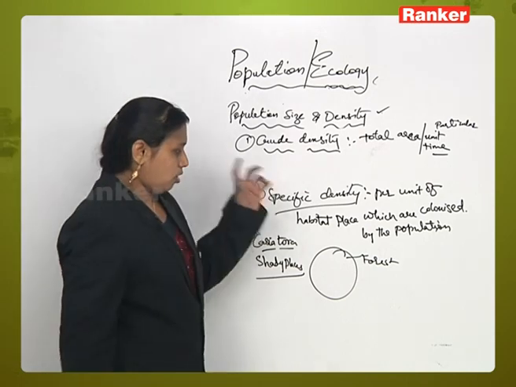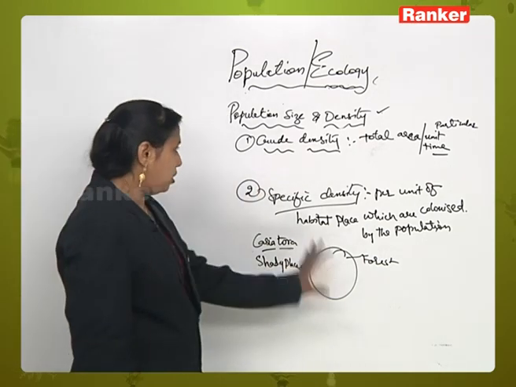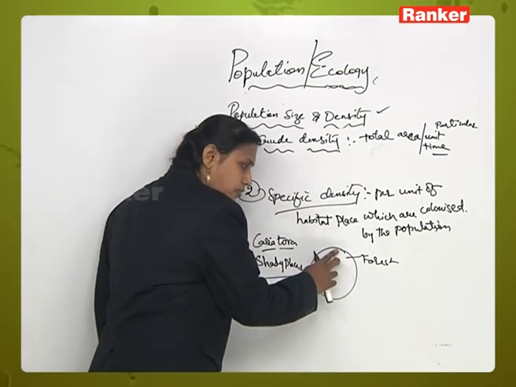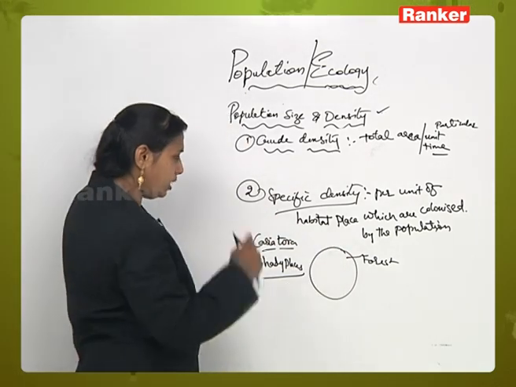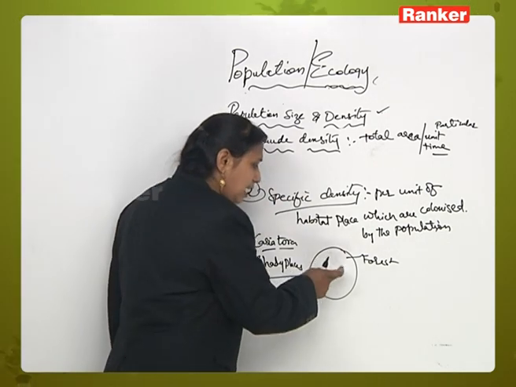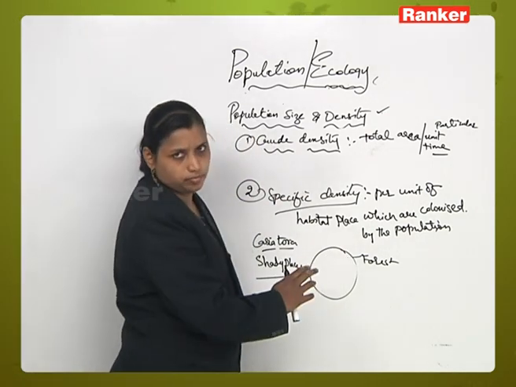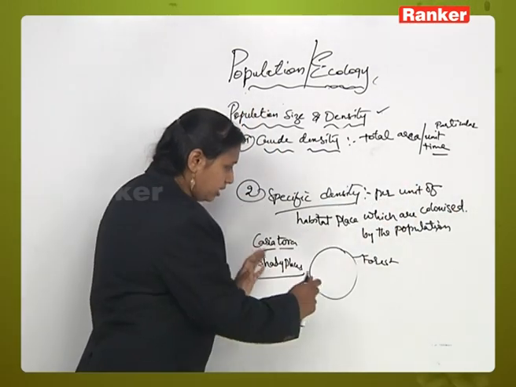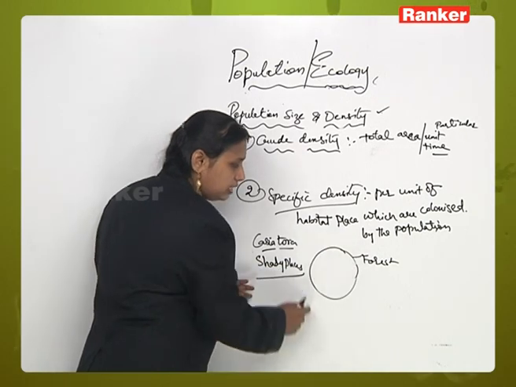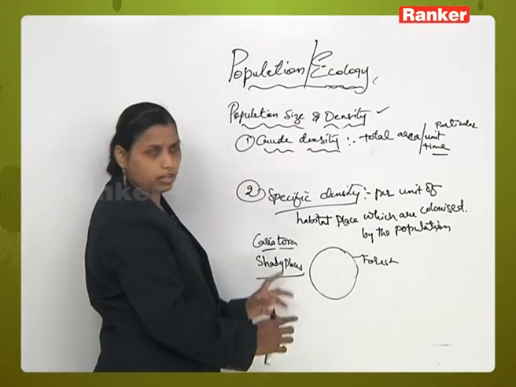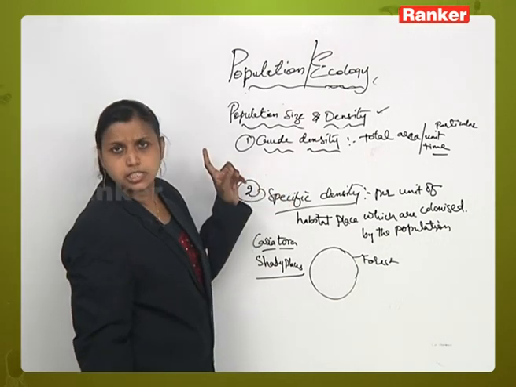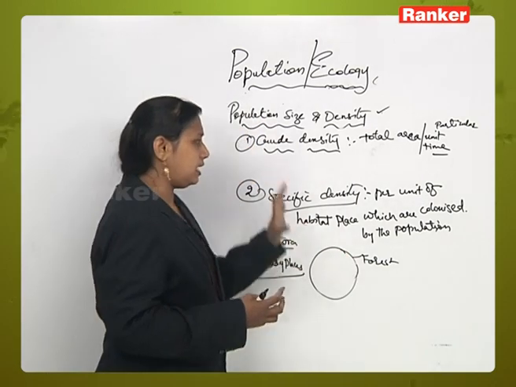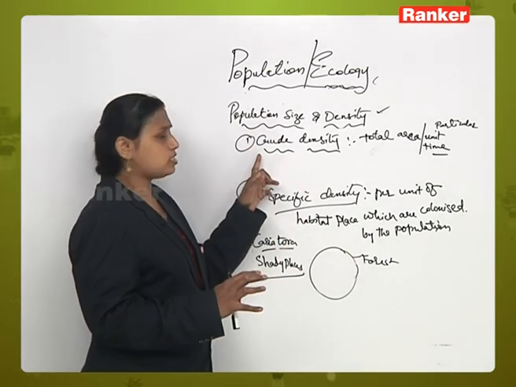Now, using this example, how can you define crude density? For example, this circle is a forest area. Crude density is nothing but the density of the total forest area, as we said, at that particular time. So at this particular time we are taking into consideration the density of the total forest area, and that can be considered as crude density. All the shady places, hot places, sunny places, all that area is the total area. Then that is called crude density.